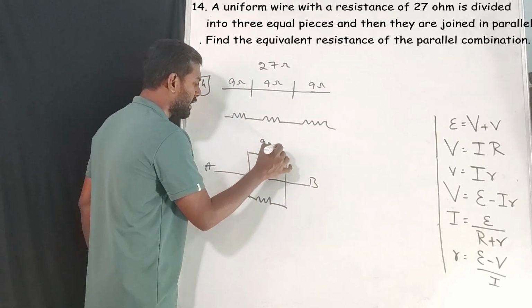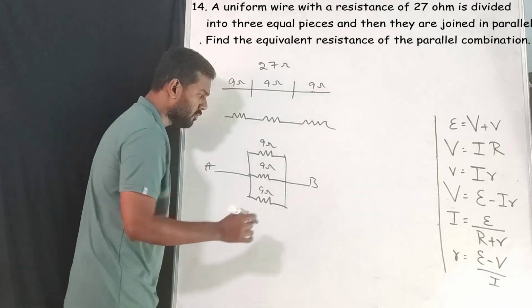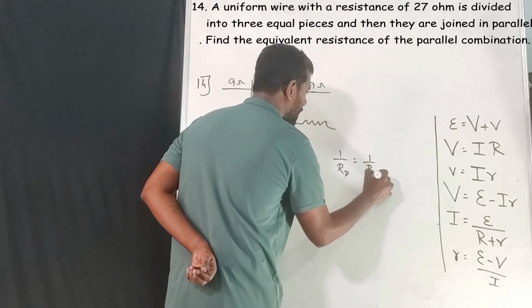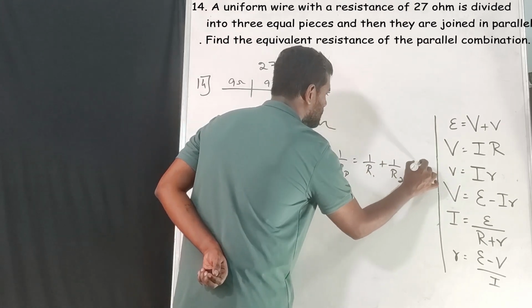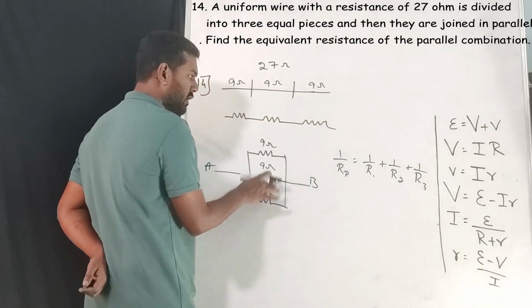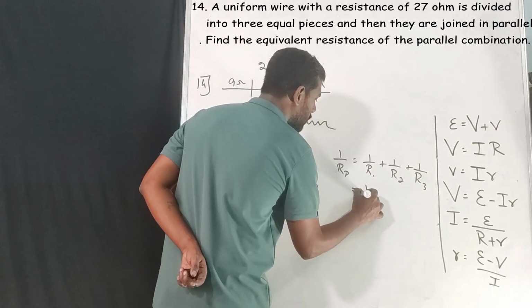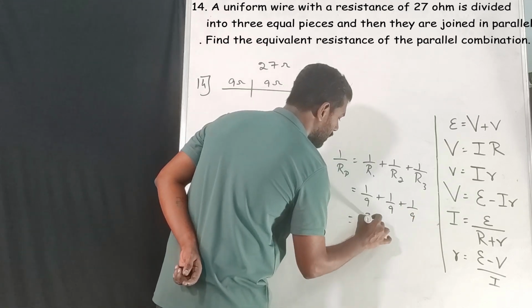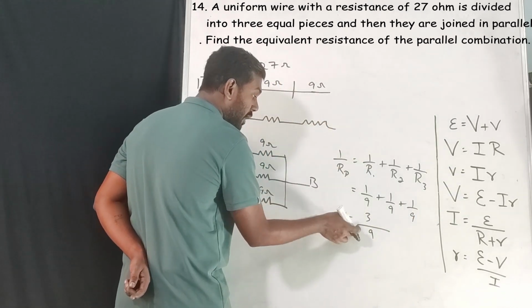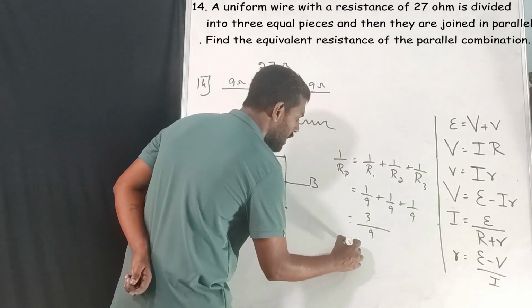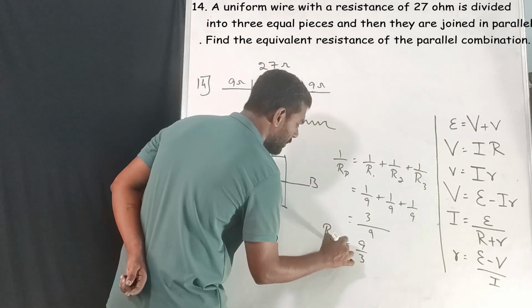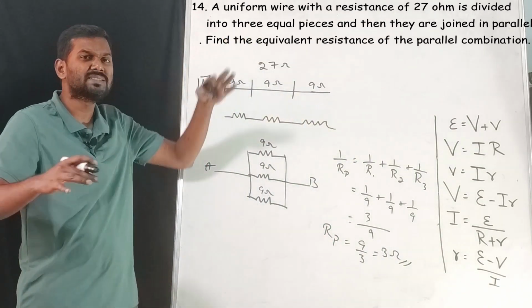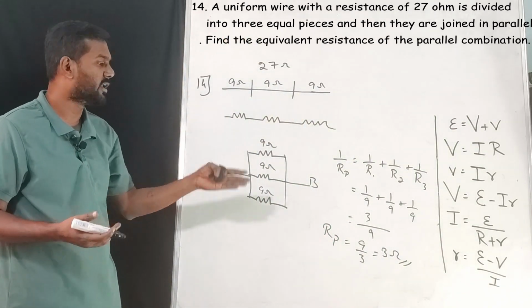Okay, now assume this as A and this B. The values are 9 ohm, 9 ohm and 9 ohm. All of them are in parallel. So 1 by Rp is equal to 1 by R1 plus 1 by R2 plus 1 by R3. You come from the top so that the answer will be easy. So 1 by 9 plus 1 by 9 plus 1 by 9 will be equal to 3 by 9. So this is not Rp, this is 1 by Rp. So we have to take the reciprocal. So Rp is equal to 3 ohm. That's it. See, if you can understand the question logically, easily you will get the answer.